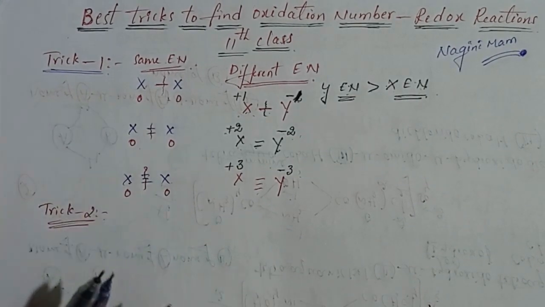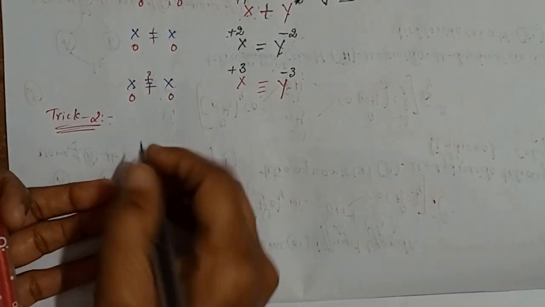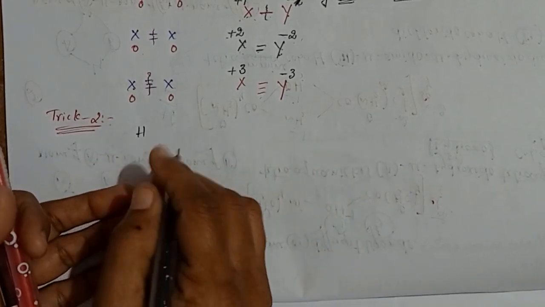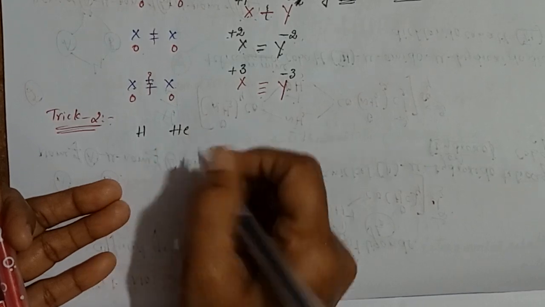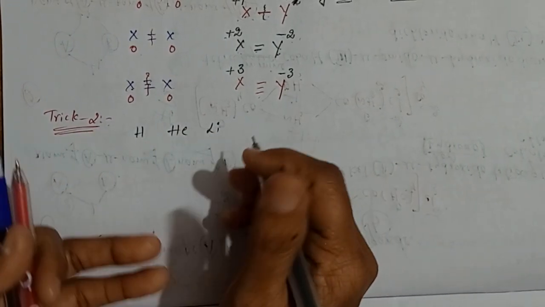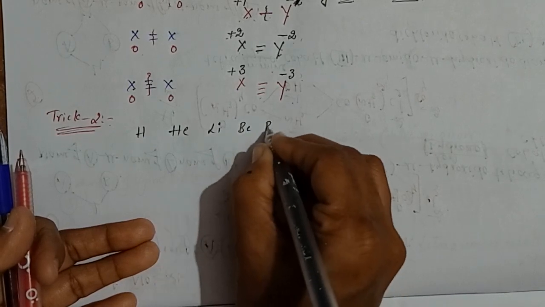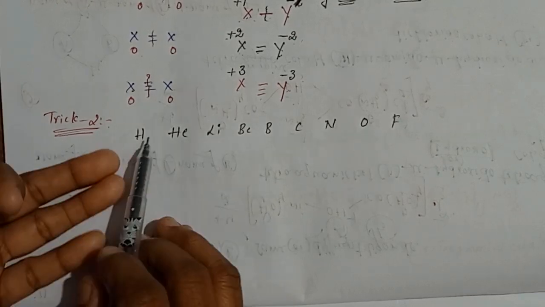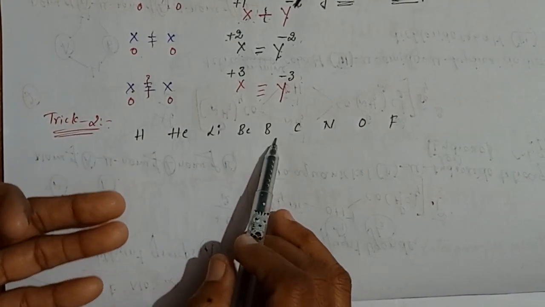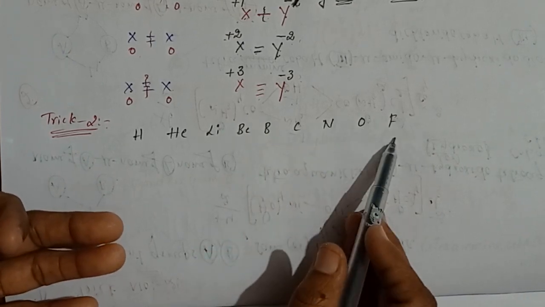Trick number 2. Now I am taking the elements: hydrogen, helium, lithium, beryllium, boron, carbon, nitrogen, oxygen, fluorine. Up to fluorine I am taking, students.